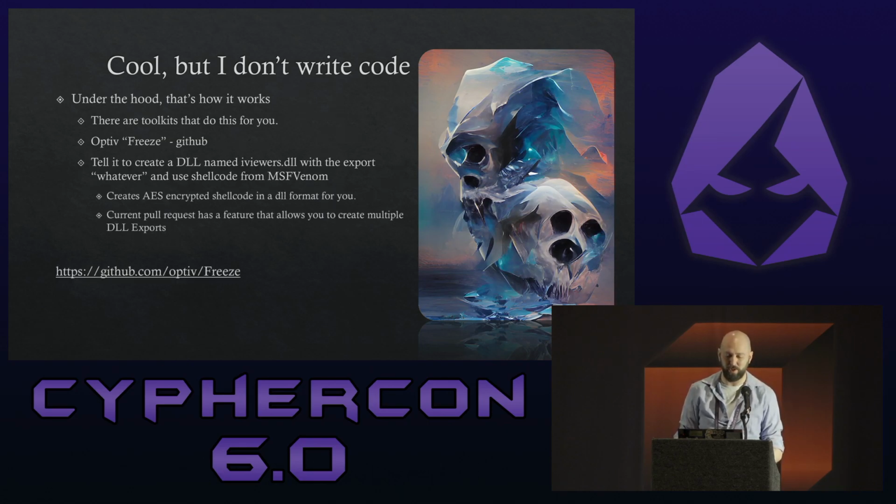And what it's going to do is AES encrypt that shellcode, compile a DLL for you, and it'll have exports out there. There's also a current pull request that allows you to feed it multiple exports, and I've used that before and it works great. So you can feed it a DLL directly. If you have the original iviewers.dll or whatever DLL you're sideloading, point it to that. It'll strip out all the exports, add them to the new one with the shellcode inside of it, and produce a DLL.